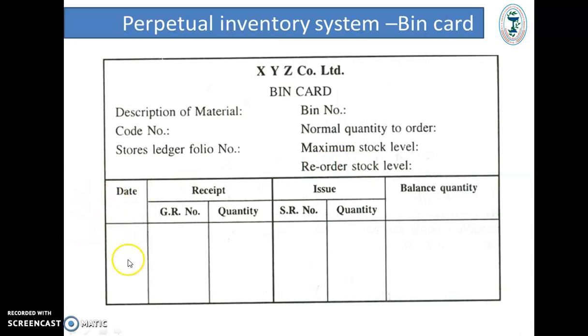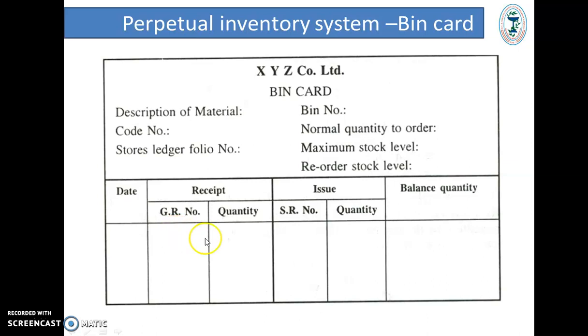First column, that is date. Next is receipt: goods receipt number, that is GR number, and quantity, how much quantity we have received. Then issue, that is SR number, meaning stock receipt number, and the quantity. And last is the balance quantity.